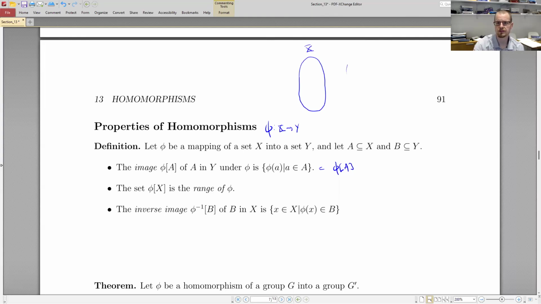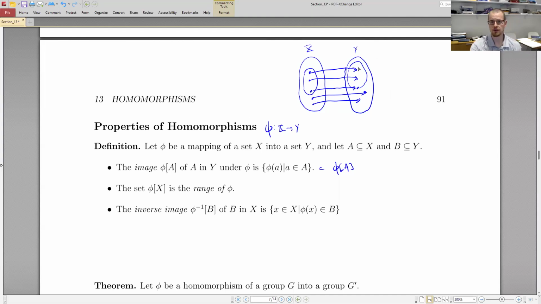We have X, and we have Y. I have some elements over here. I have some elements over here. The range, of course, would just be this collection of elements. If I had something more than that, then I could say the image of this set is that set. Well, those are both of those definitions so far.